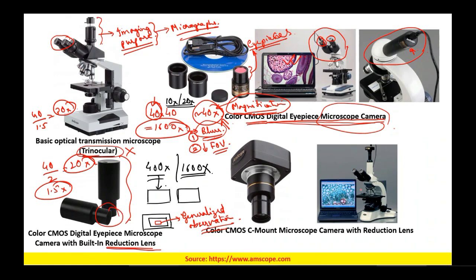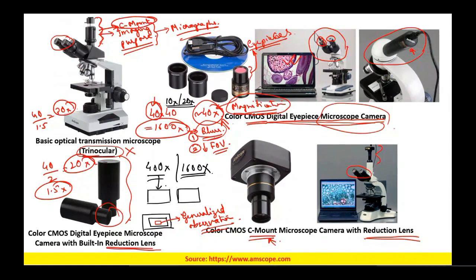In the case of trinocular systems, this attachment that I have shown you is called a C mount. In these C mounts we can have these color CMOS microscope cameras, which are attached with suitable reduction lenses. We can attach it over here. It would look something like this, and we will be able to capture the images properly without blocking our visual observations through the eyepieces.